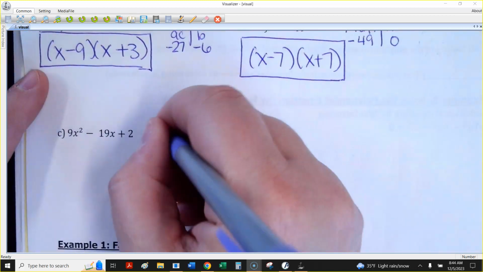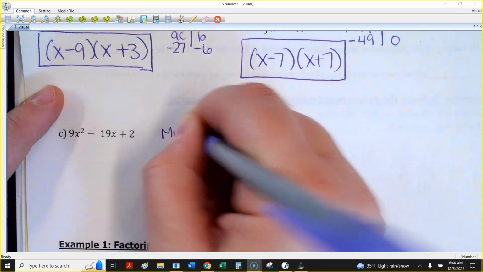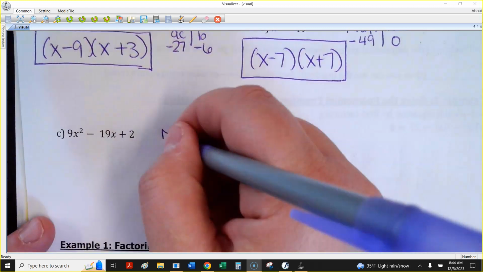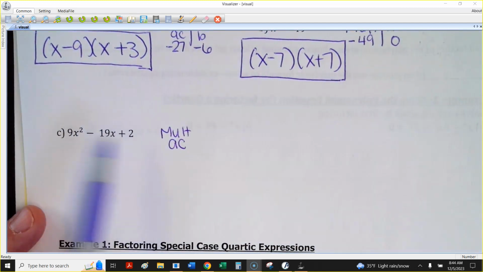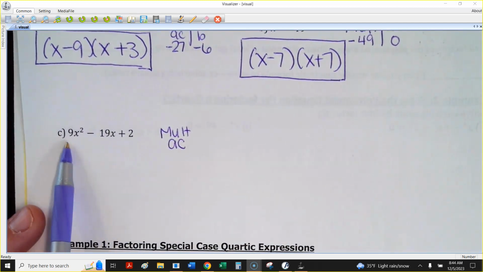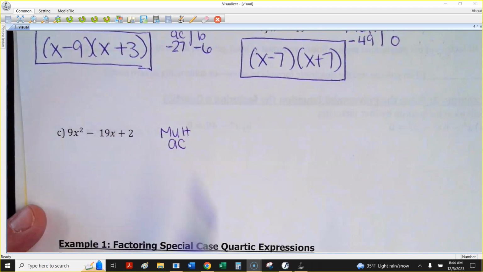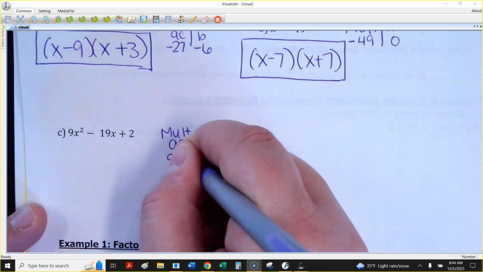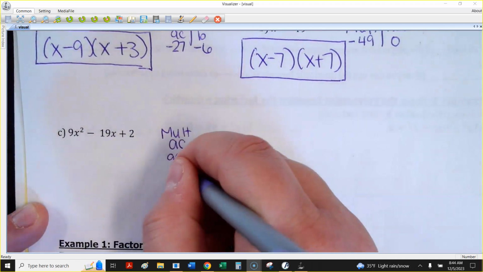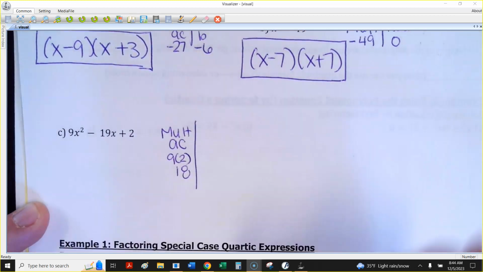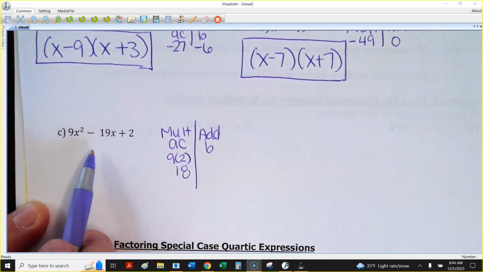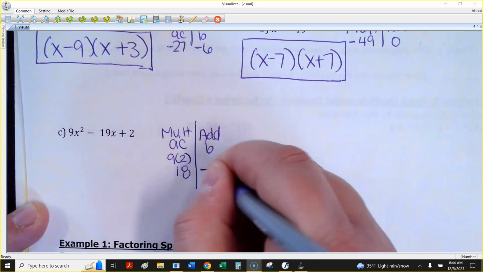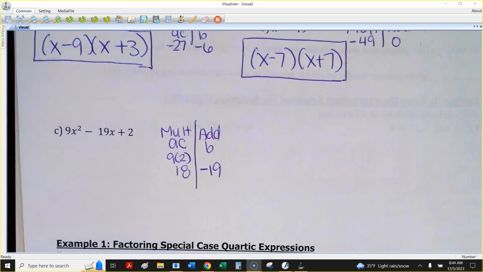All right, so it doesn't look like I'm doing anything on the first two questions because my a value was 1, but I am multiplying a times c here. For this question, that would be 9 times 2. So the a value is 9, the c value is 2. So I need to multiply to get 18. It's still add to get the b value. You don't have to do anything different with that. That's just going to be whatever's attached to your x. That's negative 19 for this question. So that's what I'm going to try to work through.